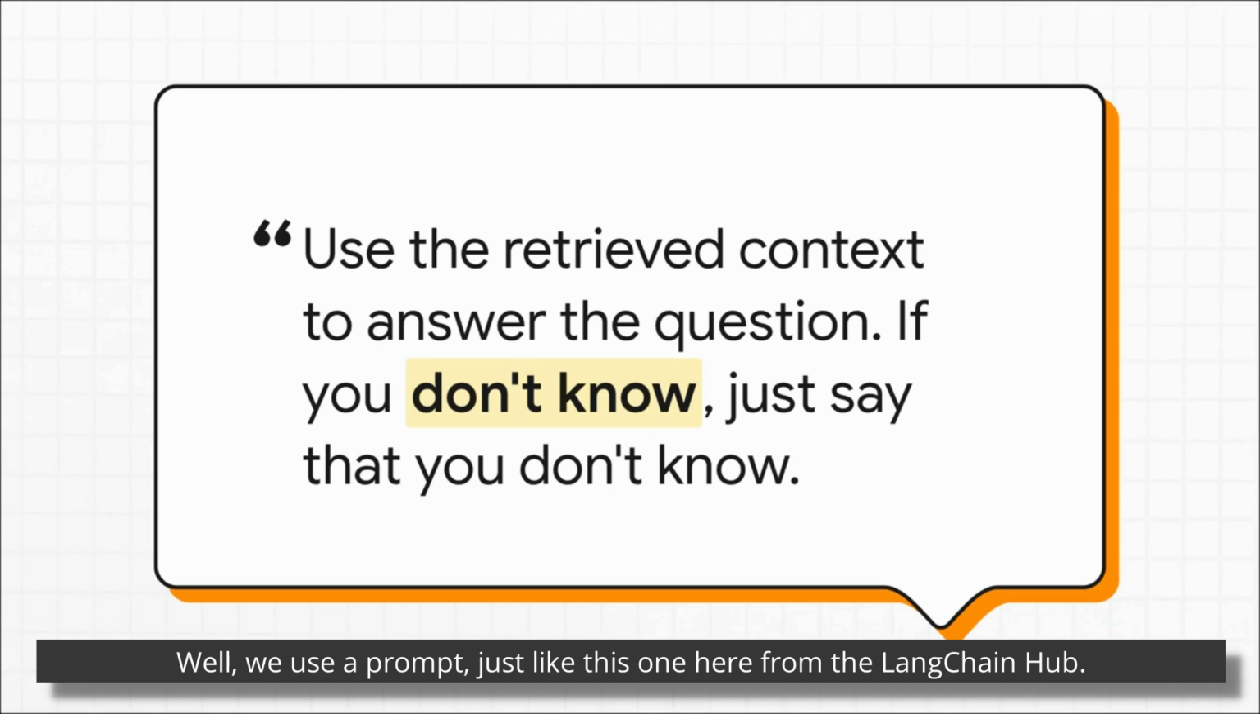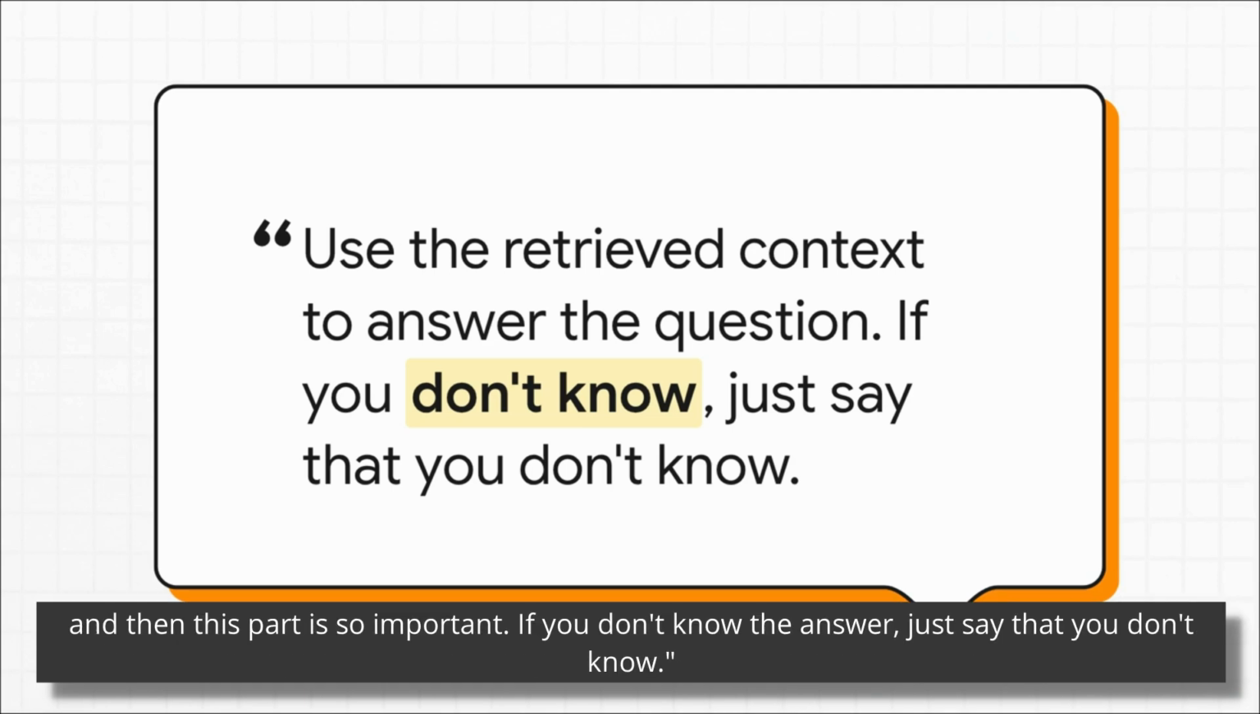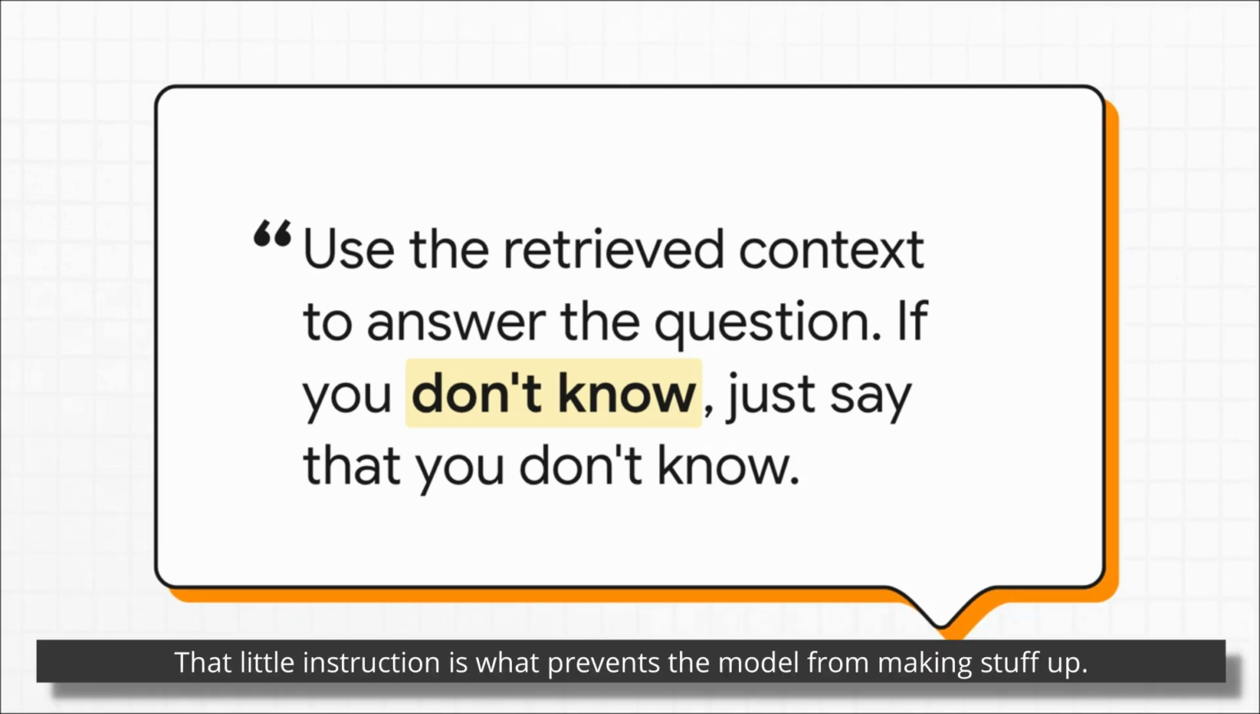Well, we use a prompt, just like this one here from the LangChain Hub. And look at how explicit it is. It says, use the following pieces of retrieved context, and then this part is so important. If you don't know the answer, just say that you don't know. That little instruction is what prevents the model from making stuff up. It's a key piece of prompt engineering that makes the whole system trustworthy.